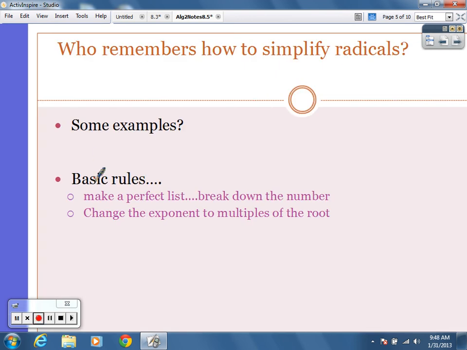Okay, who remembers how to simplify radicals? We're going back to geometry here. If I have the square root of 100x squared, you guys are like, oh, this is so easy. I remember, square root of 100 is 10, square root of x squared is x. Okay, great. But it gets a little trickier when I have the square root of 200 x to the 3rd.